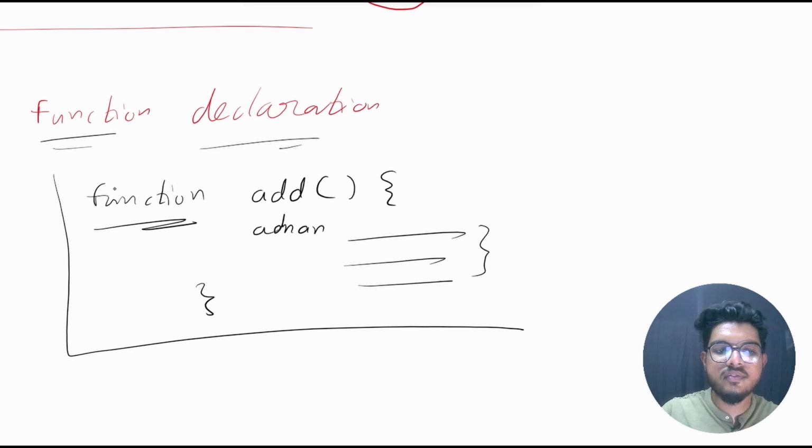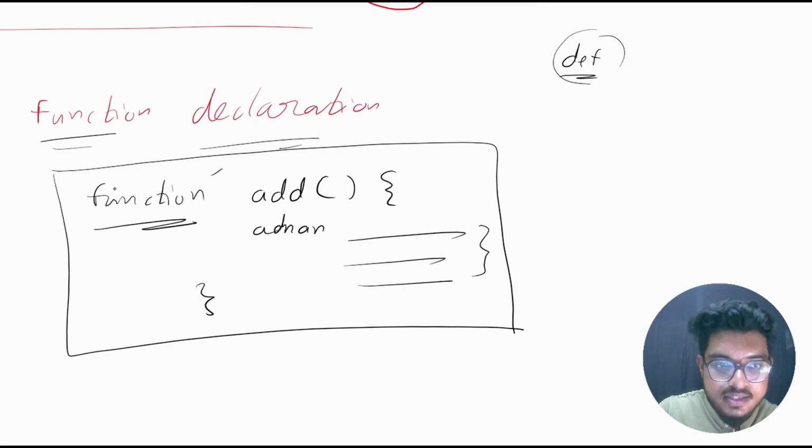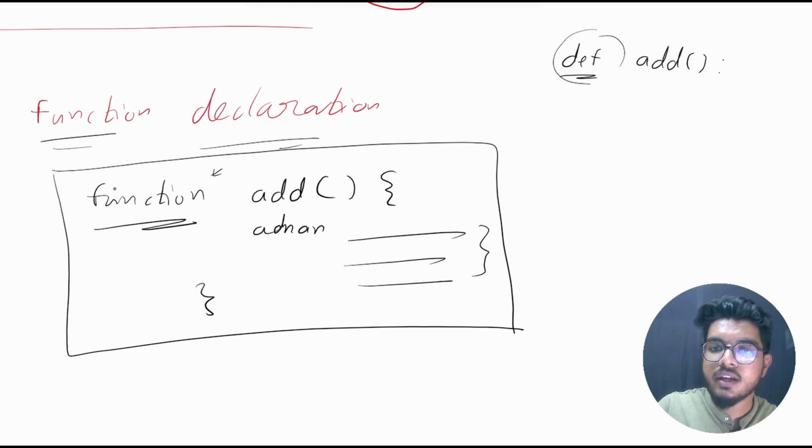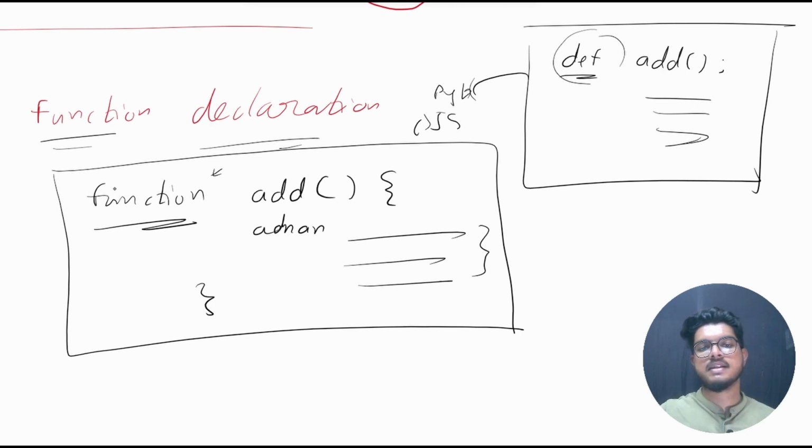Tell me, what is the syntax of defining a function in Python? In Python, we write def. The way we write def here is similar to this function. After this, we write any function name and then give values and the colon, and here the block of code is written. This is the syntax of JavaScript. This is the syntax of Python. Both are similar. Here we'll use def, here we'll use function. I hope function declaration is clear.